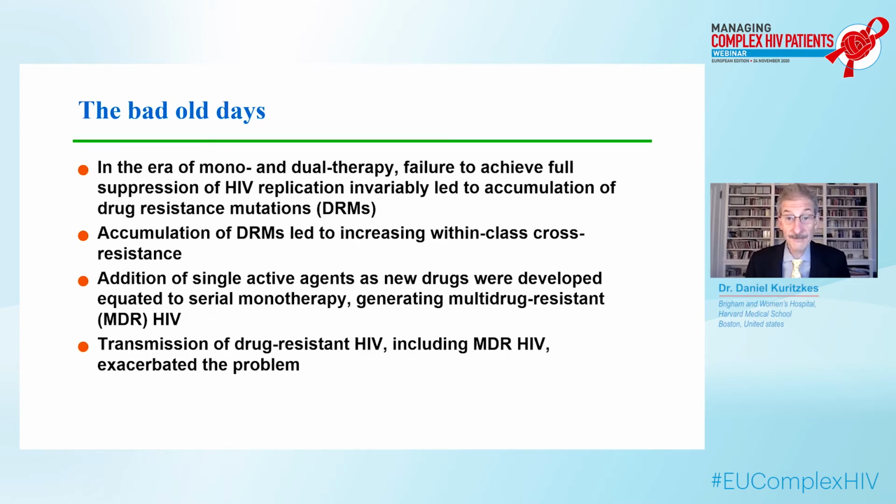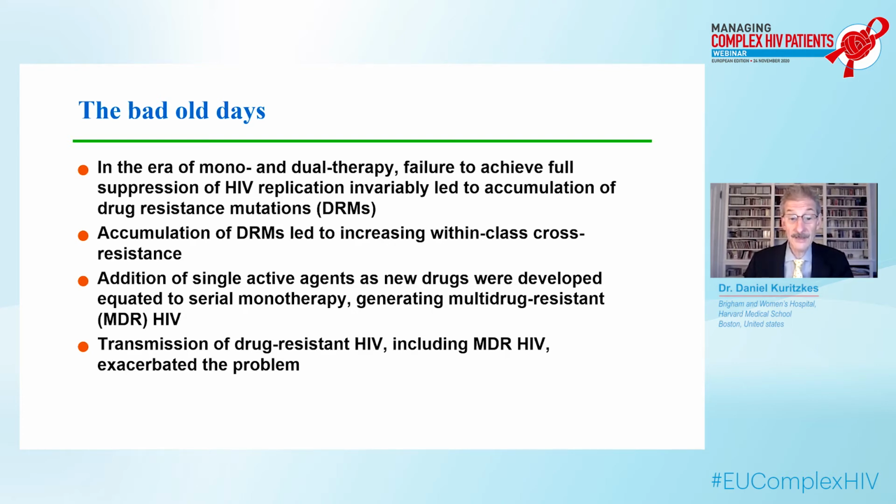So in the bad old days, going back 15 years or more now in Europe and in the United States, in the era of mono and dual therapy, failure to achieve full suppression of HIV replication invariably led to the accumulation of multiple drug resistance mutations. The accumulation of these resistance mutations then led to increasing within-class cross-resistance. More and more mutations for AZT resistance led to higher resistance to didanosine, to stavudine, to abacavir, even to tenofovir.